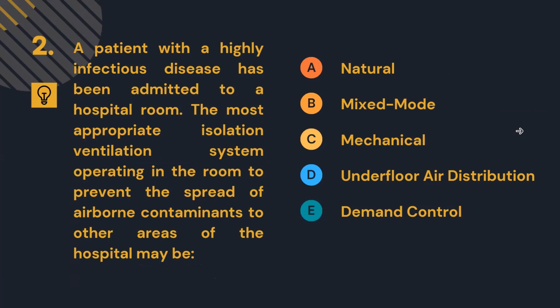A patient with a highly infectious disease has been admitted to a hospital room. The most appropriate isolation ventilation system operating in the room to prevent the spread of airborne contaminants to other areas of the hospital may be: A, natural; B, mixed mode; C, mechanical; D, underfloor air distribution; and E, demand control. Anyone? Mechanical. Yes, the answer is C, mechanical.